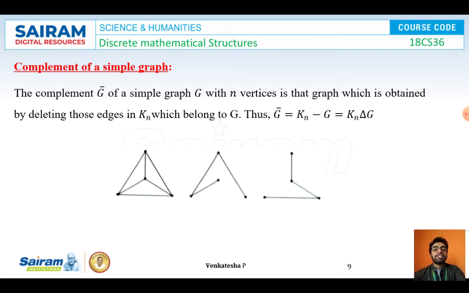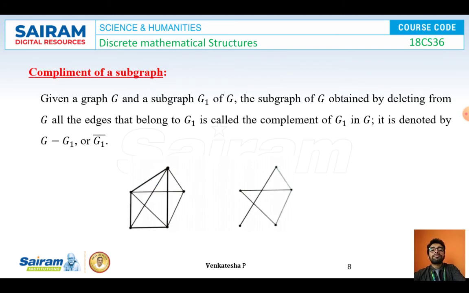So next is complement of a simple graph. To define this complement of a simple graph, I will be taking a simple graph G with n vertices. So the complement of this simple graph G is obtained by deleting those edges in Kn which belong to the graph G also. So the formula is given by G complement is equal to Kn minus G, or Kn complement G also we can write it. So this is the main graph, and this graph has been obtained after deleting the edges common in both the graphs.